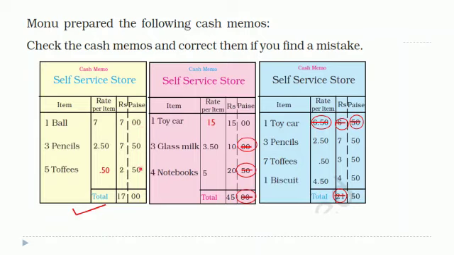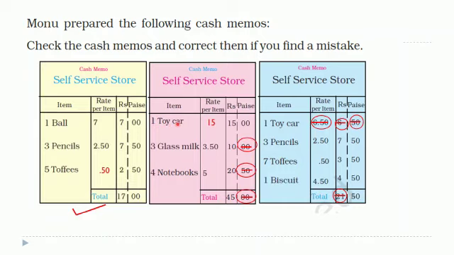Now find the total. You have to add, as we add, first ones place, then tens place, then hundreds place. So 0 plus 0 plus 0 is 0, then 0 plus 5 plus 5, 10. So 1 is carried, 7 plus 7, 14, 14 plus 2, 16, and 1 is carried, that is 17. So this cash memo is correct, only you have to write here cost of 1 toffee.